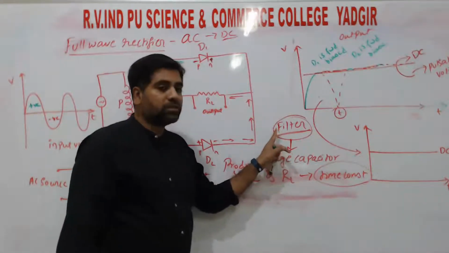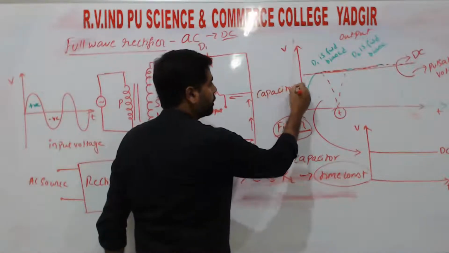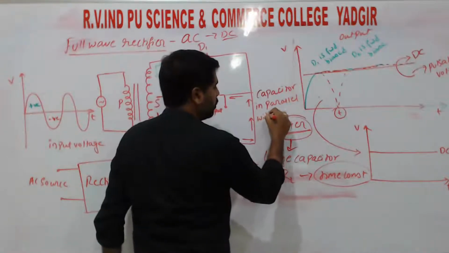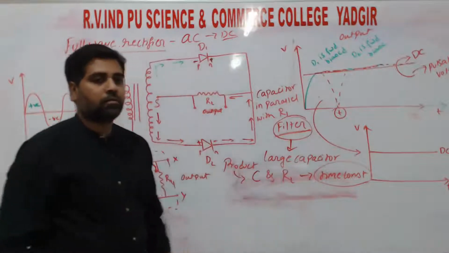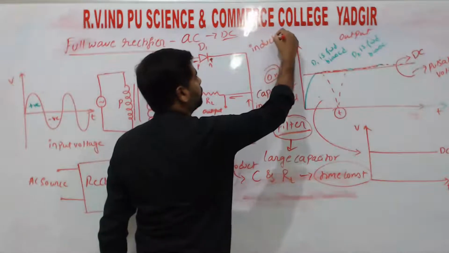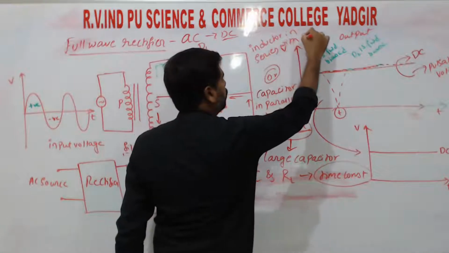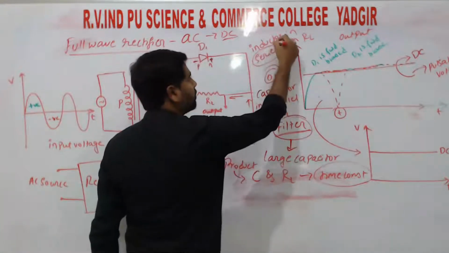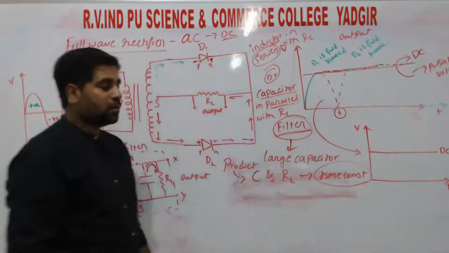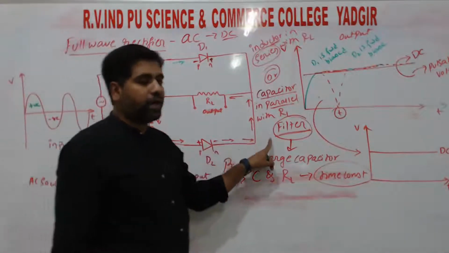So how does the filter work? The filter is a capacitor connected in parallel with the load resistance RL, right? Or we can connect an inductor in series with the load resistance RL. So this one is in series when we connect the inductor, or we can connect the capacitor in parallel with the load resistance RL, right? So this is the advantage of the filter, right?